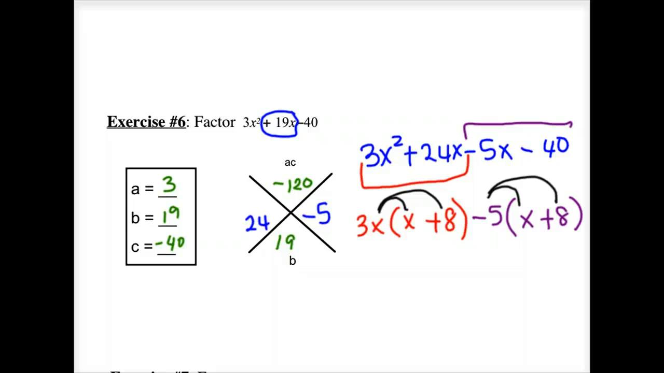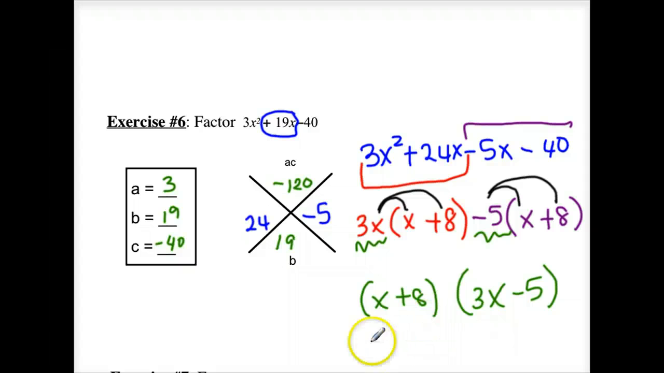Now that I have that done, we write those back once. See these two squiggly things outside here that we factored? We're just going to put them in a parentheses. That's it. That's why we need the sign here. So x plus 8 in a parentheses, and then 3x minus 5. So pause the video and try exercise 7 on your own.